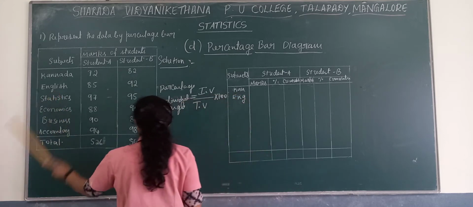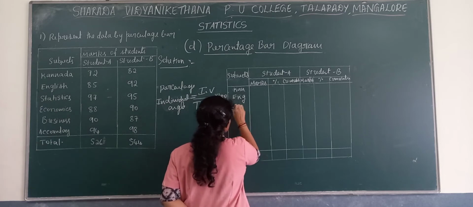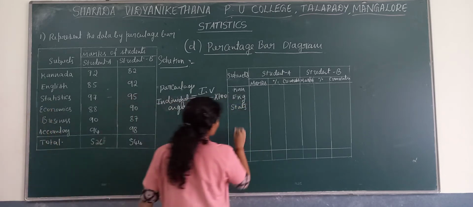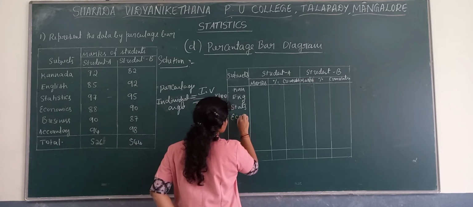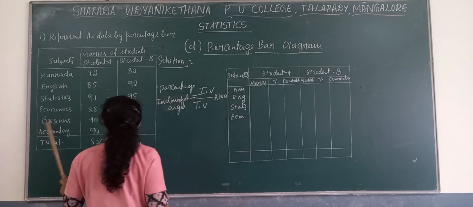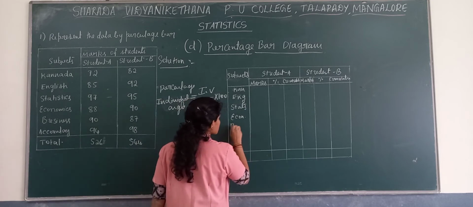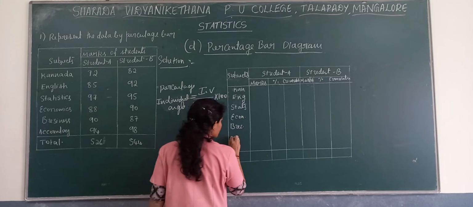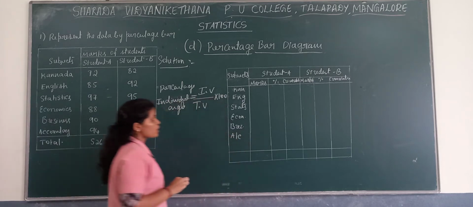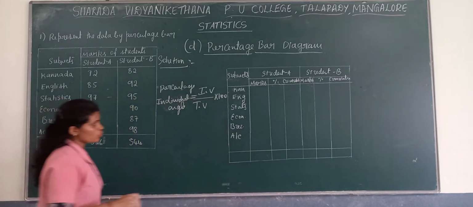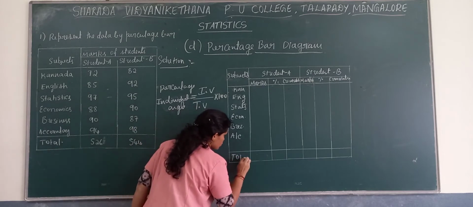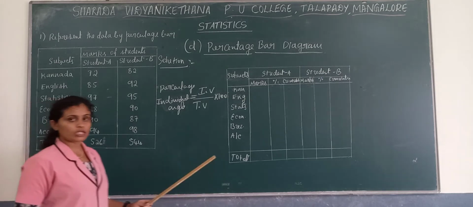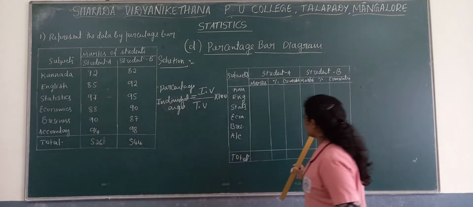Then the third one is statistics, stats, and the fourth one economics, and then business, and the last one accountancy, accounts. Then comes the total. We'll write the total. Now, first we'll go to the calculation part of student A.